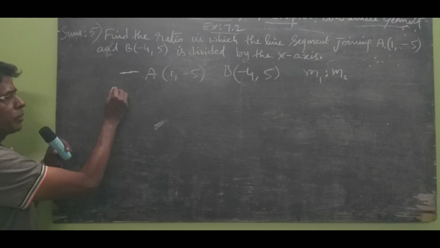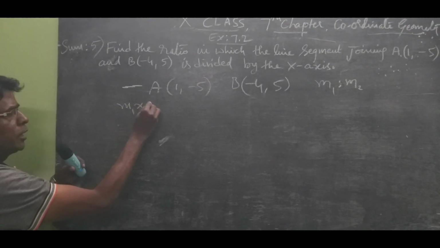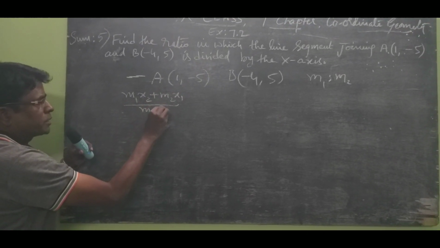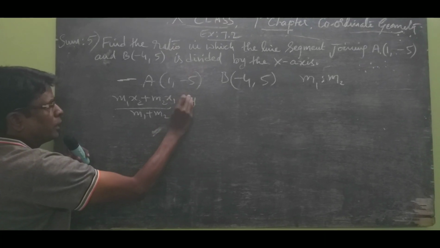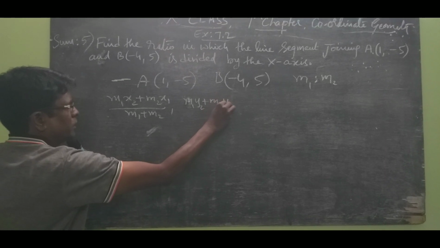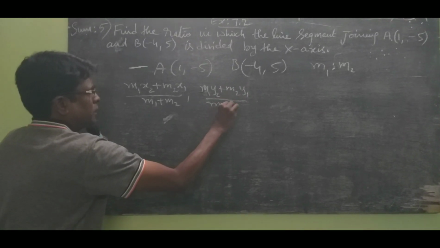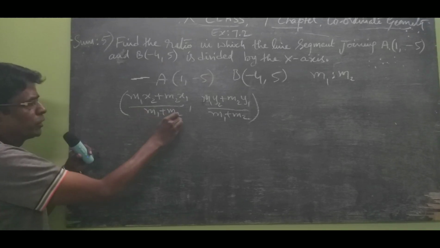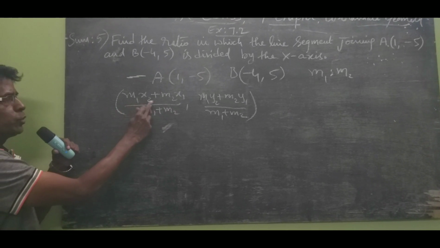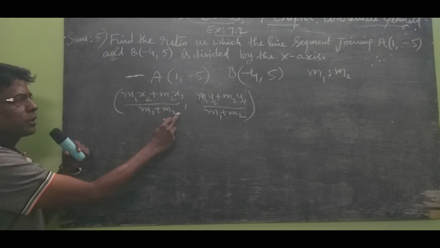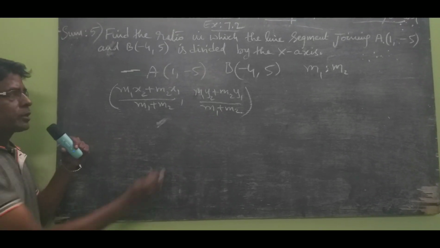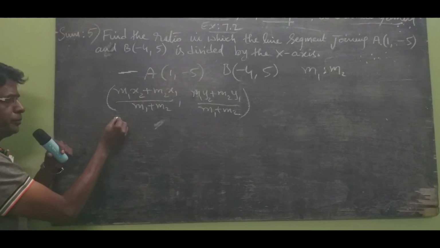And now we take the formula: (m1 x2 + m2 x1) / (m1 + m2), comma, (m1 y2 + m2 y1) / (m1 + m2). You all must know this formula. This formula is also called the section formula. Substitute the A and B points in this.